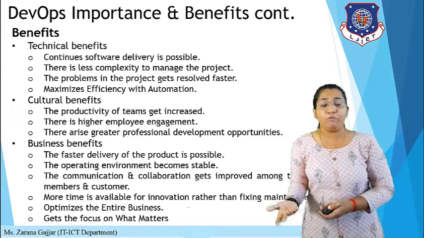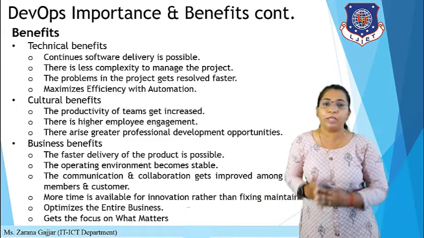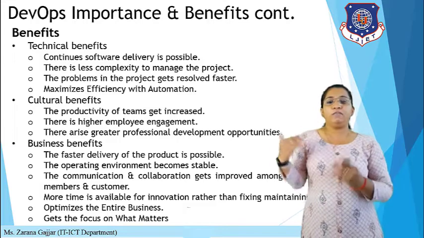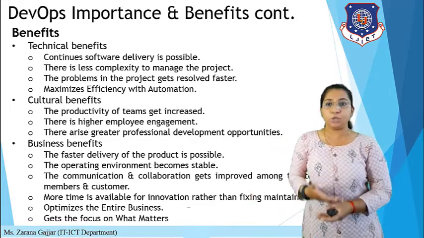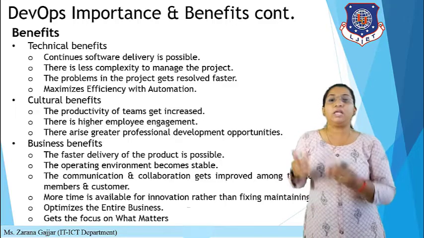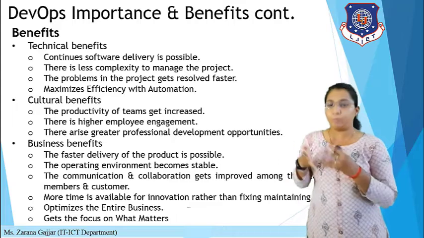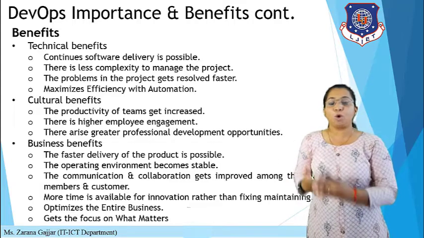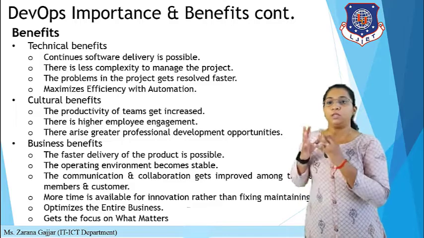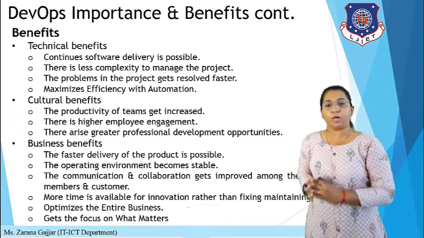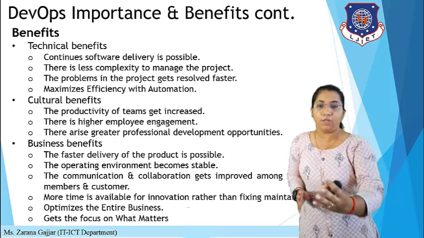Now, what are the benefits? There are three types of benefits you can get by adopting DevOps: technical benefits, cultural benefits and business benefits. In technical benefits, continuous software delivery is possible. If you are adopting DevOps, then it is possible to continuously deliver your software product. Once one of the modules of your software product is developed, you can deliver that particular module to any of the team members.